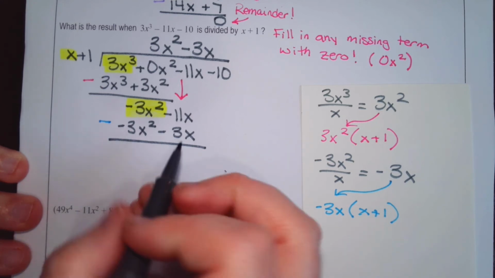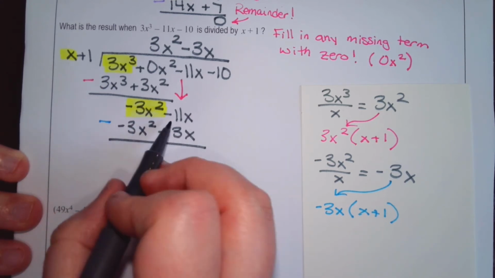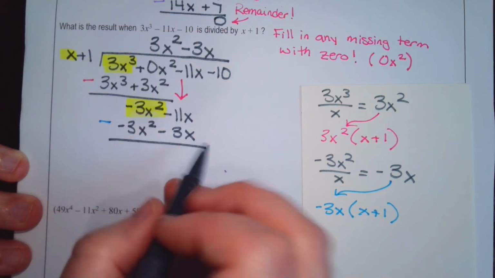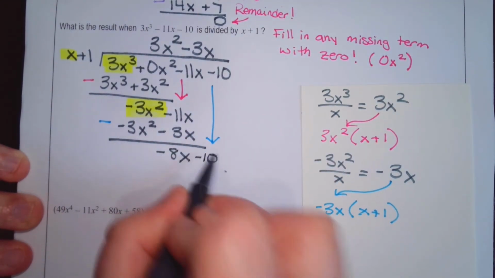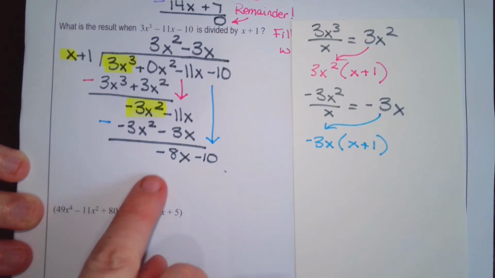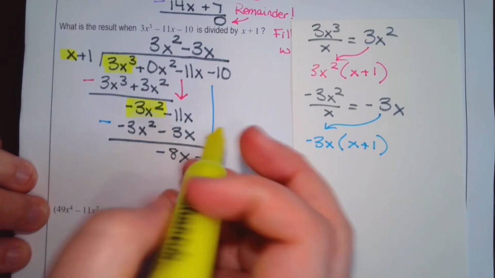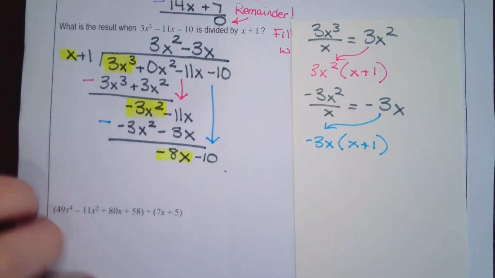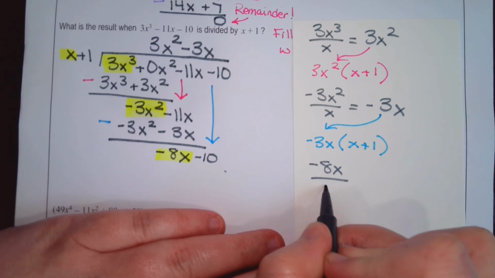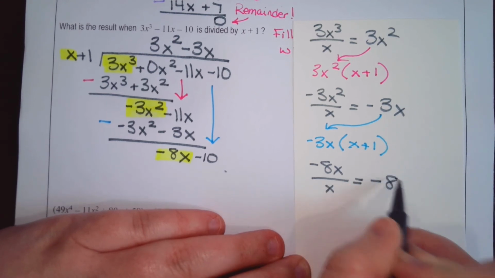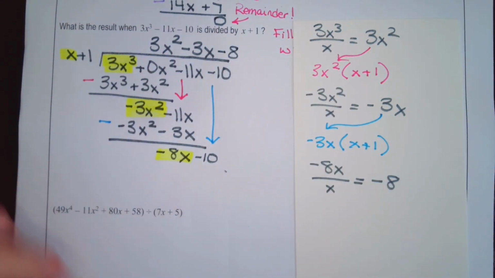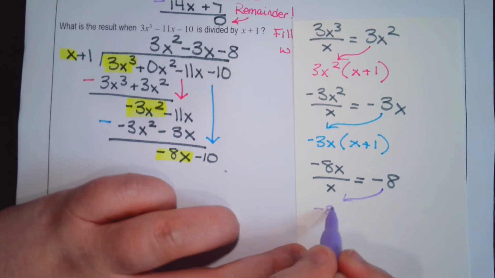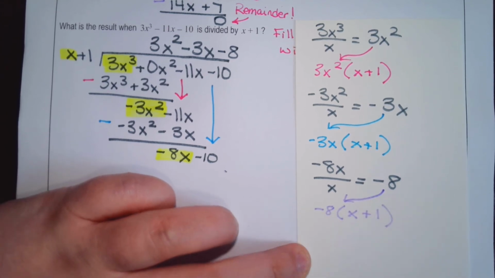And we're going to end up with that our first terms cancel. Negative 11x minus negative 3x is negative 8x. Bring down the minus 10. Okay, we still have a variable, so we keep dividing. So now we have negative 8x divided by x, and we're going to be left with negative 8. So minus 8. Multiply that minus 8 by our binomial, x plus 1.